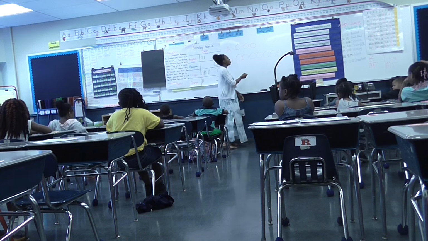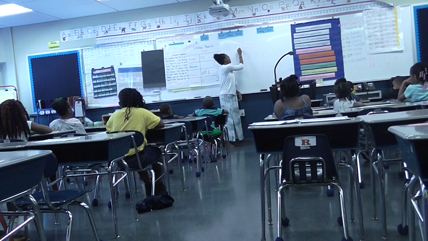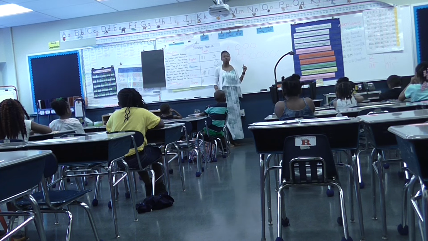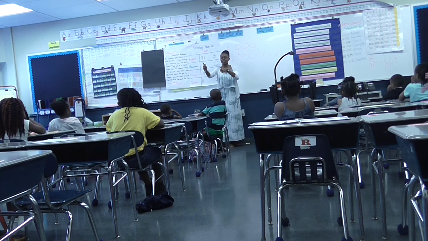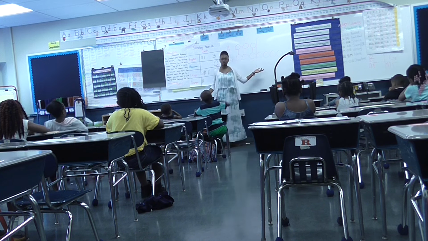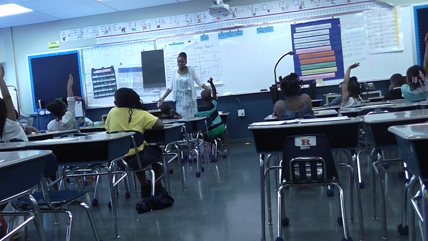So we know 1 and 1 is the same. 2 and 2 is the same. 3 and 3 is the same. Awesome. Now what do we do? We ran out of the same. Now what do we do?